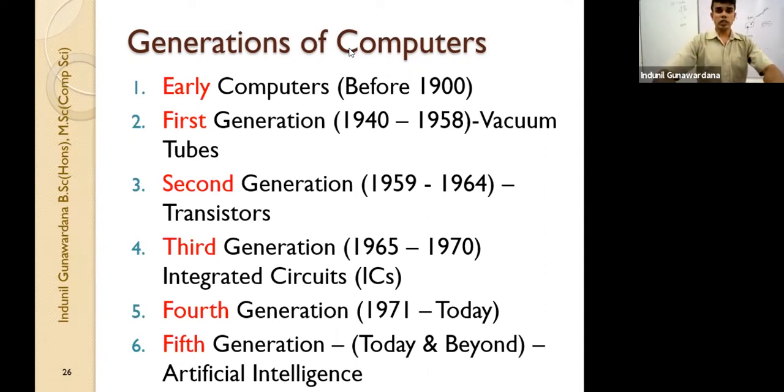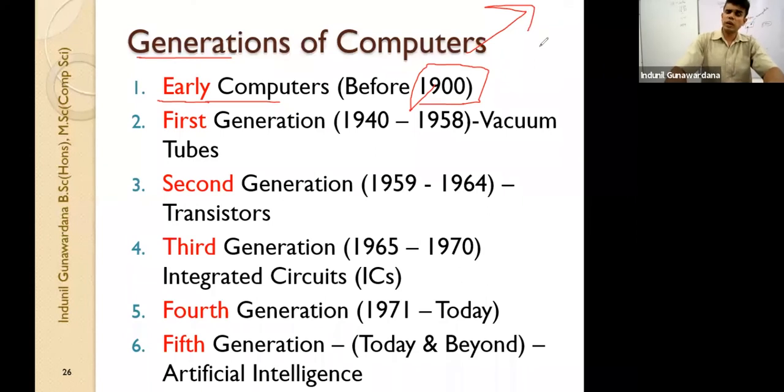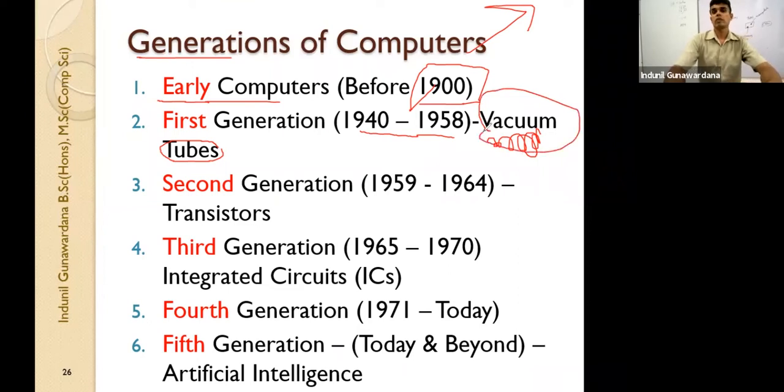Then these generations of computers: the earlier development, as I have said, is going to be categorized into a few categories called generations. The first one is early computers, before the 1900s, before the 19th century, like the calculating clock, abacus, Pascaline. Then first generation computers are around the 40s to 58. The main point is that all those first generation computers are based on vacuum tube technology.